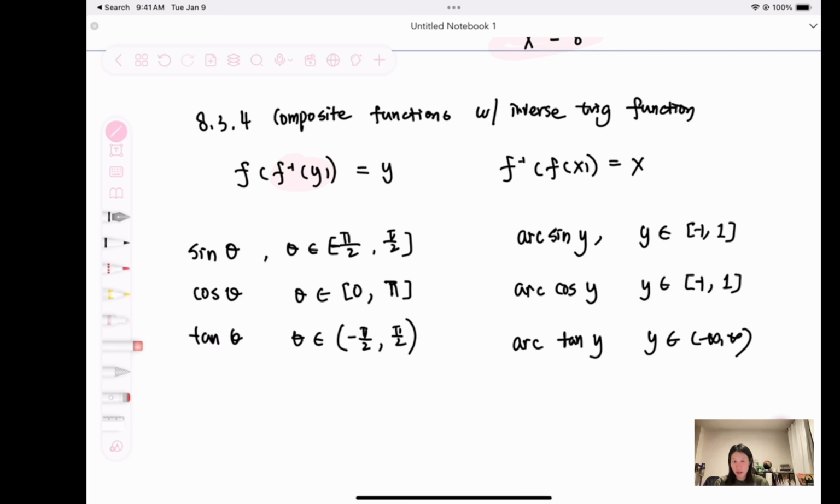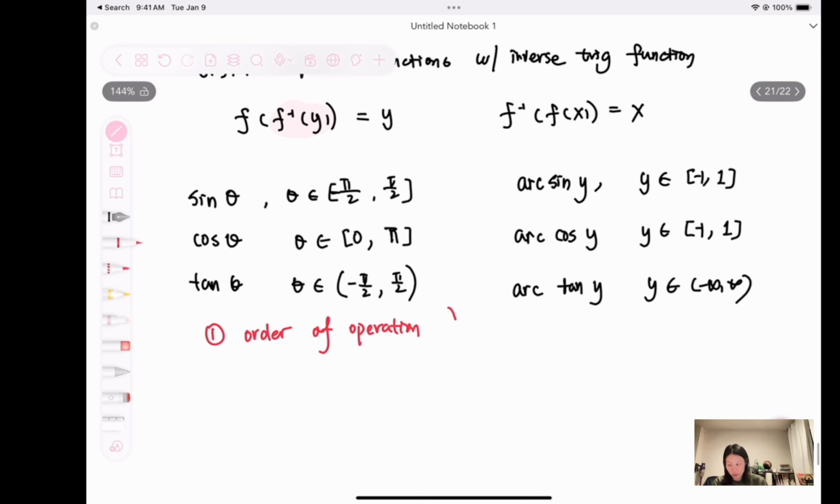There are two things that we can remember and use when we're solving composite functions. One is the order of operation: we always start with whatever is inside the parentheses first. Secondly, we need to use the reference angle.